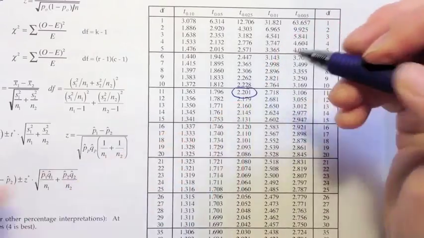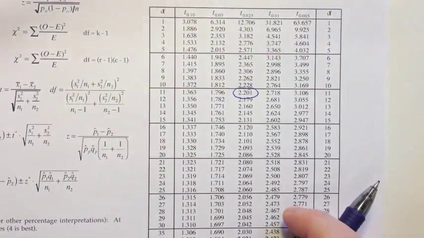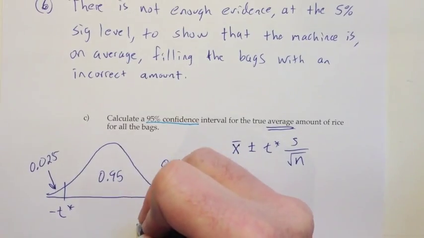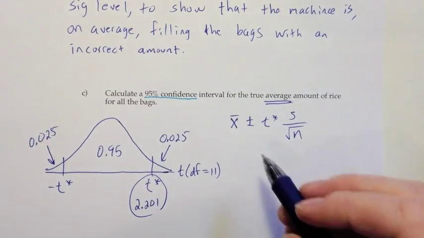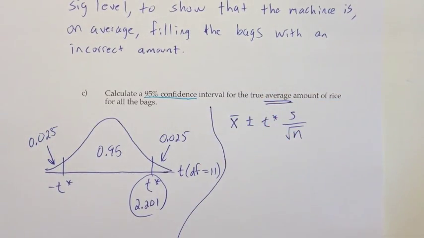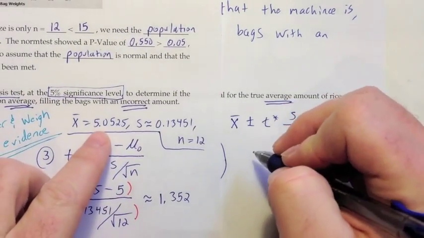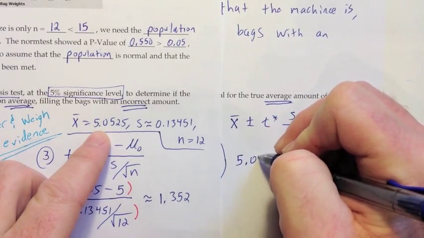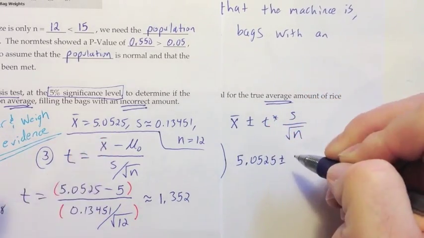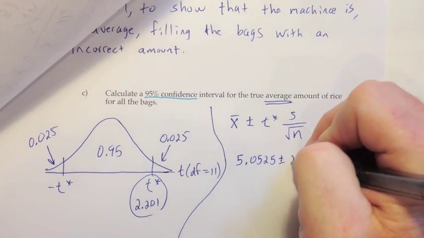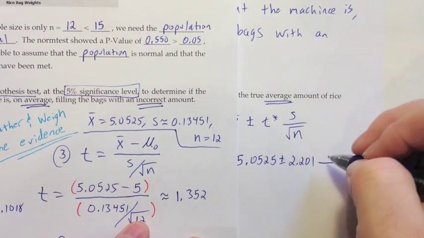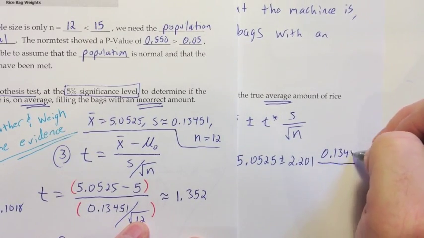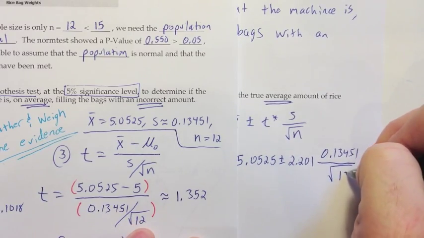and there is the t-score we need. T of 0.025 with 11 degrees of freedom is 2.201. And once I fill that in, now I have everything I need to do the confidence interval. We can look back at our work on the previous page and see our x bar. That was 5.0525 plus or minus the t-score that we just found, 2.201. And then that would be times s over the square root of n, which is 12.